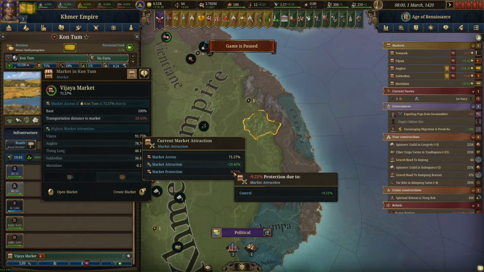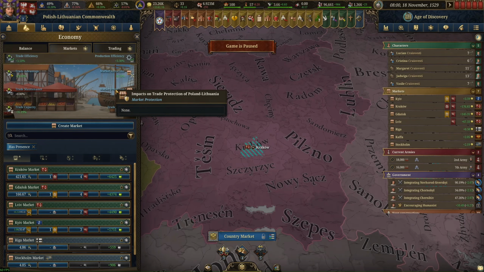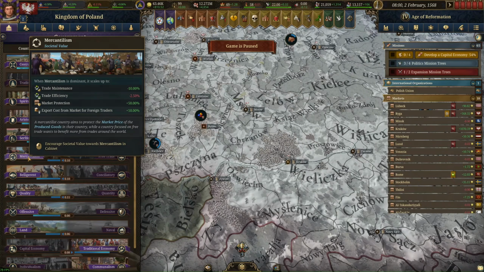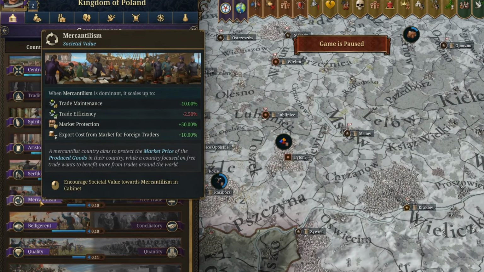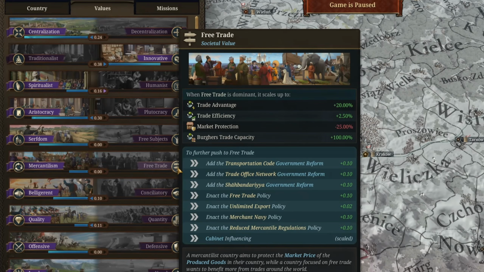Then comes another statistic, market protection, which is higher the more control you have in your location. But there are also national bonuses from technology, privileges, and government forms. However, these are much rarer than bonuses to market attraction. I've only seen them in republics, and later in the game another value appears, Mercantilism, which will also increase market protection. The opposite of this value is free trade, which reduces market protection.